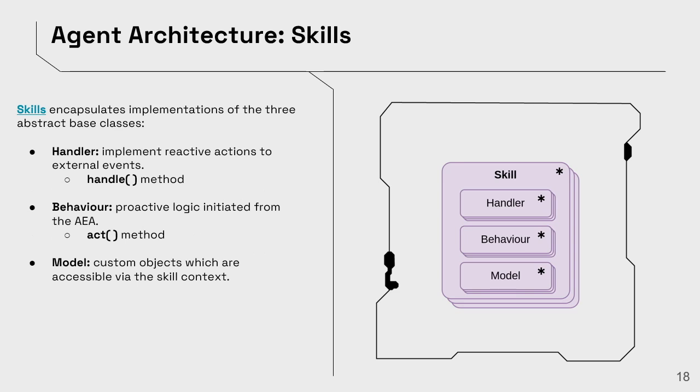Skills will be discussed in detail in another video, but for now it is enough to know that skills contain a number of components. Most notably, a skill contains handlers, which implement the reactive actions to external events; behaviors, which implement the proactive actions of the agent; and models, which are custom data objects accessible via the skill context.